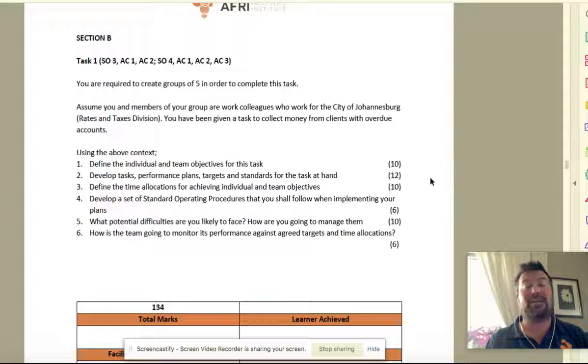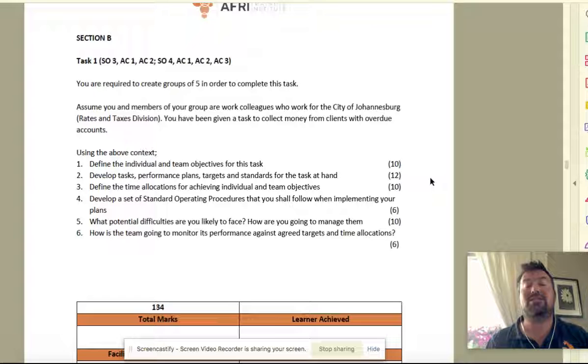So define the individual and team objectives for this task. So put together individual objectives as well as team objectives for your group. Then develop tasks, performance plans, targets, and standards for this task at hand. So think about the task that has to be achieved. What are the tasks that you're going to have to put in place? What are the performance plans? What are the targets? And what are the standards that you're going to have within this team that is going to collect overdue rates and taxes?